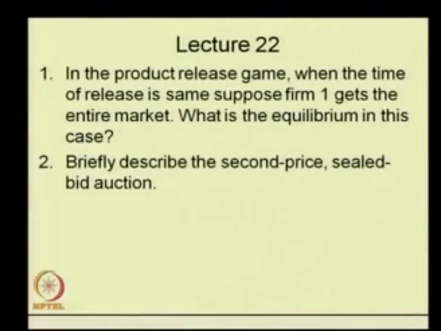In the product release game, when the time of release is the same, suppose firm 1 gets the entire market. What is the equilibrium in this case? So, let us try to remember what was the product release game and what was the equilibrium. So, there are two firms which are planning to launch a product.